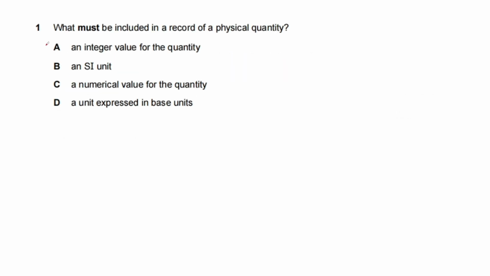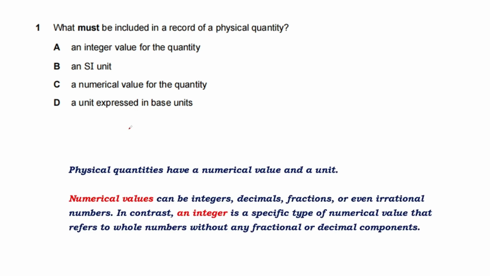The first question is, what must be included in a record of a physical quantity? So we know that physical quantities have a numerical value and a unit. But for a physical quantity to be recorded, the unit is not necessary. If you are taking the case of strain, refractive index, or number of oscillations, these quantities don't have any units.